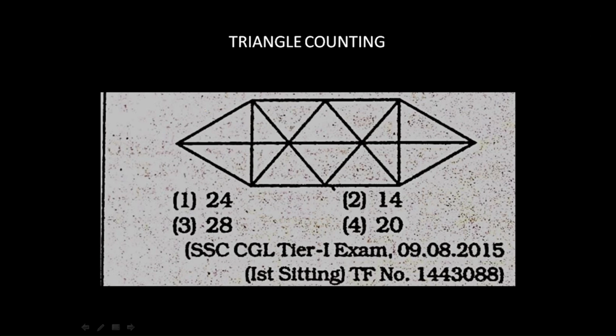Okay, let me solve it. This is not an easier one. 40 and 20 can be calculated, but there are actually 28. How will you solve it? First of all, look at this figure. Sorry, A, B, C, D.